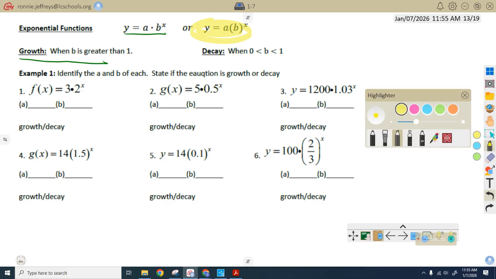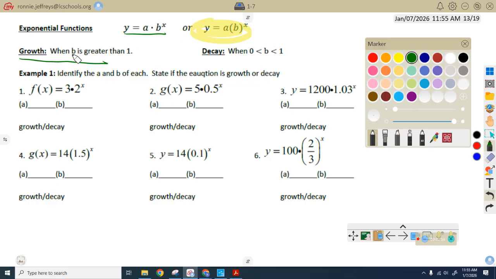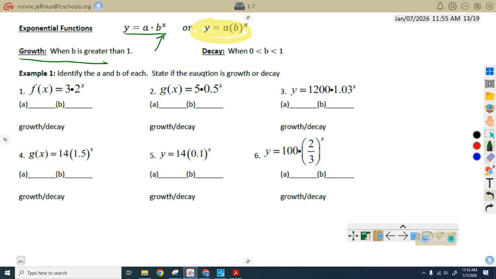What we're talking about today is its growth when the b, that's this one right here with the x, is greater than 1, and its decay when the b is between 0 and 1. You can't say when it's a fraction, because I think I've put some on here before that it's a fraction, but it's above 1. So let's look at this right here.